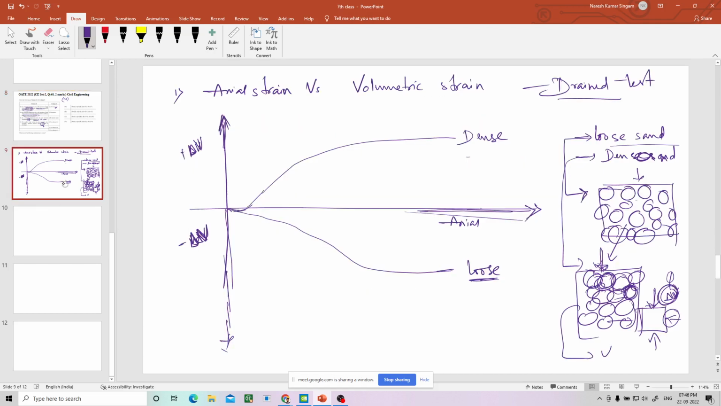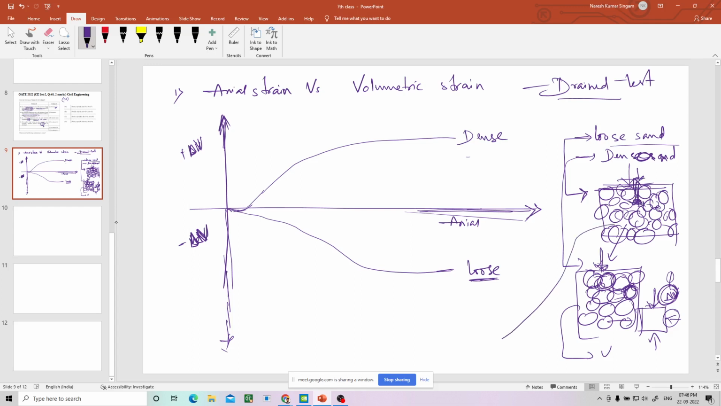See, whenever the volume of voids is decreasing, what happens? The water which is inside will go out of the voids. That's how the volume will decrease, and that's how the pore pressure will increase. Whenever you are applying some load, first the water will be taking it, because the voids are filled with water. Then pore pressure will increase.